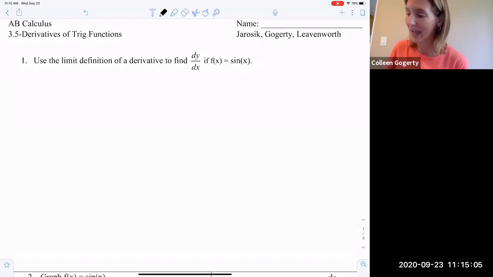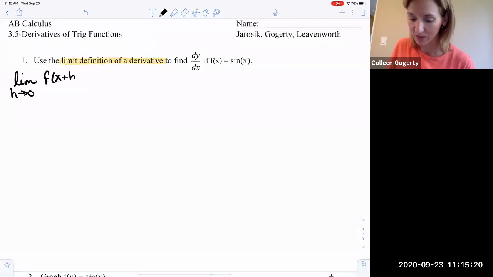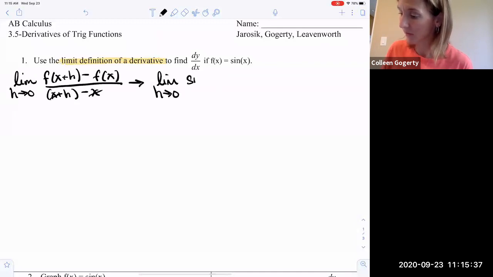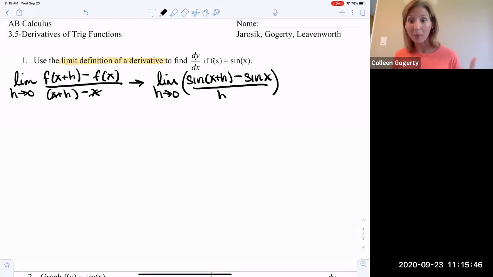If they're specifically asking us to use the limit definition of a derivative, then remember there are different forms of this too, but in general, we're looking at the limit as h goes to 0 of f of x plus h minus f of x over, technically, x plus h minus x, which cancels out to give us h on the bottom. So what this leads us to is the limit as h approaches 0 of sine of x plus h minus sine of x, all over h. This is what we need to blow up and explore.